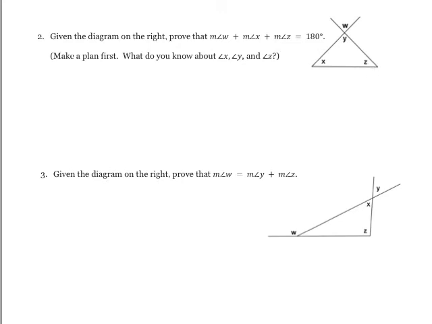So again, think about what you know. Make a plan first. What do you know about X, Y, and Z? Think about that. And hopefully, by looking at the diagram, you've come up with the fact that the angles X and Y and Z have to add to 180. So the measure of angle X plus the measure of angle Y plus the measure of angle Z add to 180 degrees. And that's the sum of the angles in a triangle.